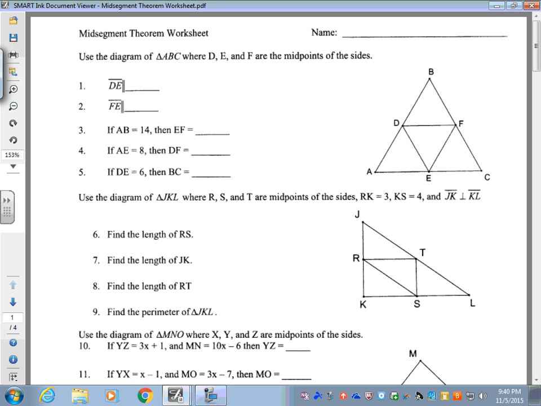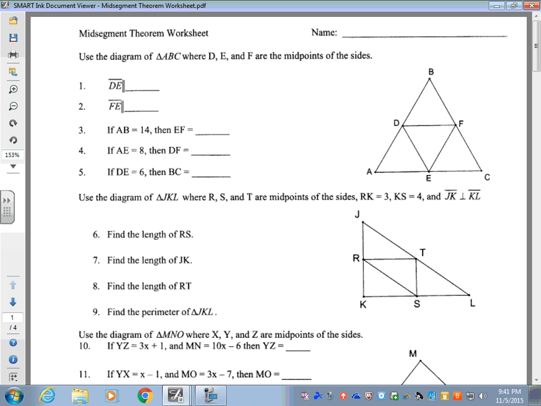Okay, your practice is going to be this midsegment theorem worksheet. I want us to take what we got off the notes and apply it. I will go over the first page with you, and you will complete the rest on your own. There's also some spiraling information on midpoint and distance formula and fractional distance, which we did on the last packet of homework. So it says use a diagram, triangle ABC, where D, E, and F are midpoints.